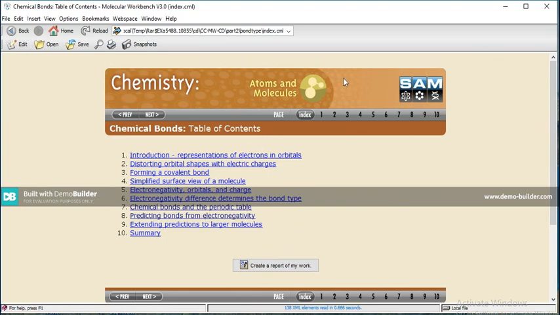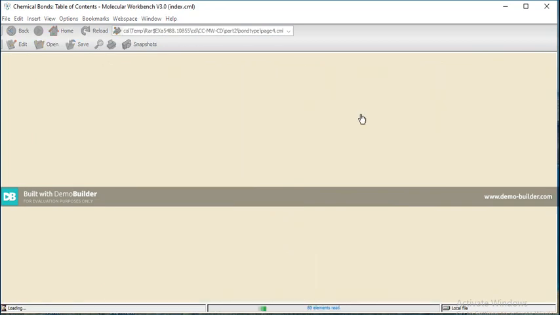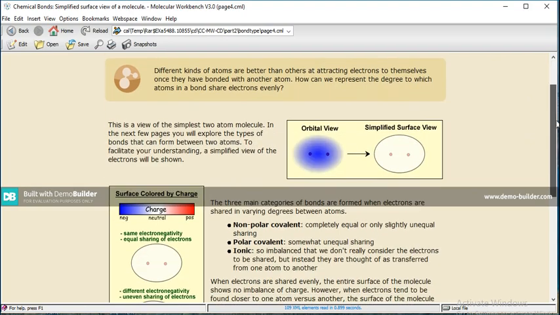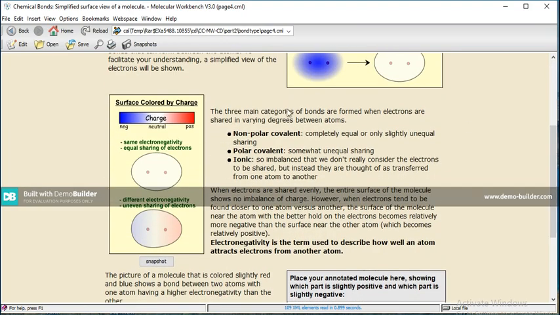Now, you come here, you click on slide number 4, where firstly we have to view how atoms look like when they come closer. You see here, when the atoms come closer, remember, when they have the same electronegativity, there is equal sharing of electrons. You see, one atom and another atom, they share their electrons. In this case, we have nonpolar covalent.